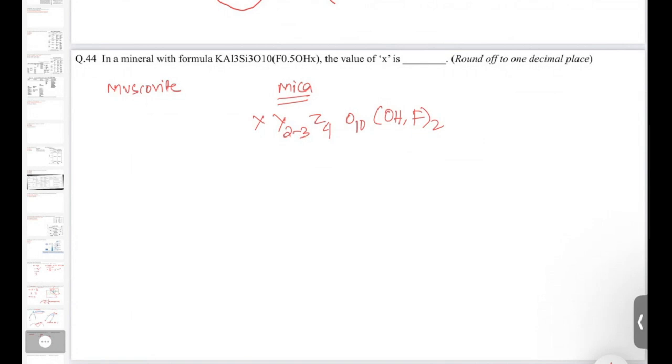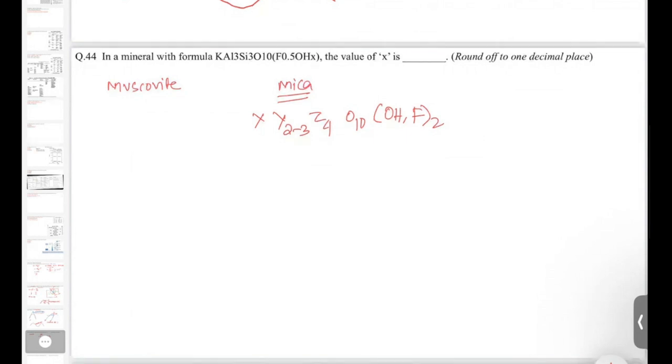Okay, and biotites may have iron and magnesium within them, and muscovites have aluminiums. If you compare the formula given here with the general formula, it should be KAl3Si3O10 with F 0.5 and OH X. The first thing I would like to inform you, this is not related to this question, but you should know.